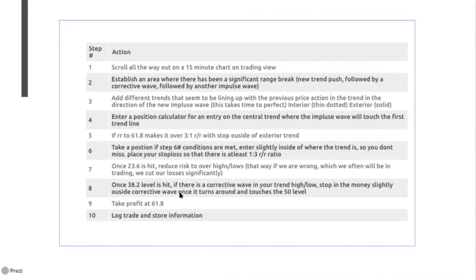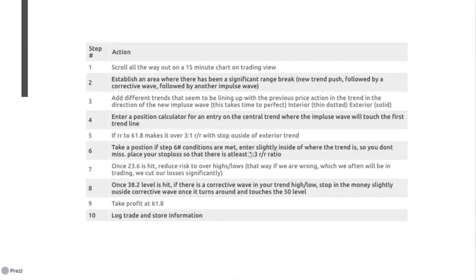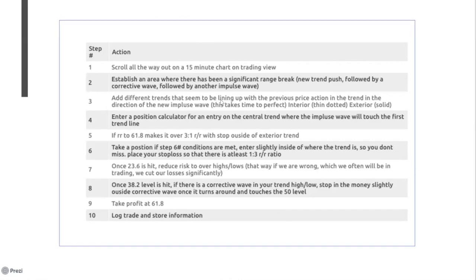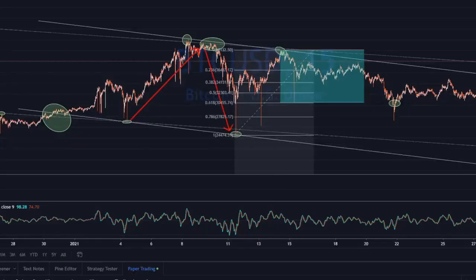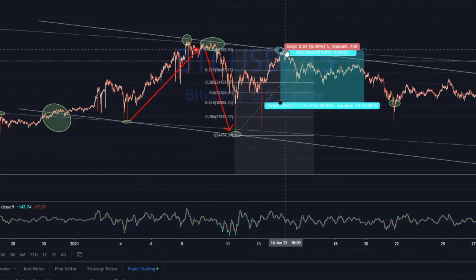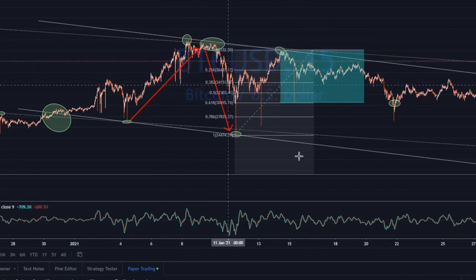Once the 38.2 level is hit, if there's a corrective wave in the trend, put the stop in the money slightly outside of the corrective wave once it turns around and touches the 50 level. Take profits at 61.8 and then log the trading information. Okay, so obviously we make a little bit of tweaks discretionarily when we're getting into positions and when we're taking positions live, but just to show you how you can actually navigate and channel trade this with Fibonacci and supply and demand imbalances and just using actual implementation of probability. This is how you're going to actually be able to trade.